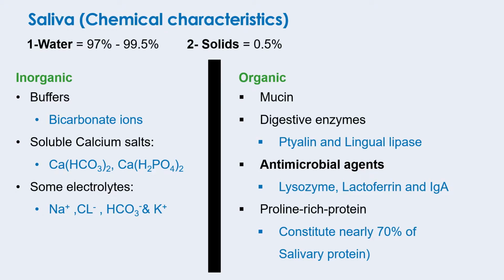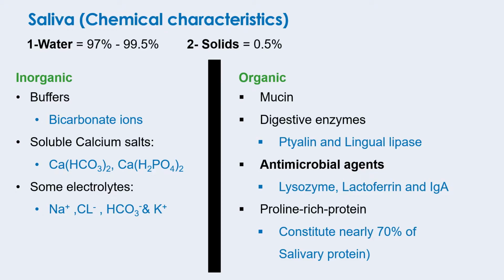And then we have some electrolytes like sodium, chloride, bicarbonate, and potassium. All these ions, because the bicarbonate, calcium phosphate, sodium chloride, all these are ions. They are all under consideration of inorganic substances. And then we have some organic substances, which is mucin. Mucin is also a type of protein.